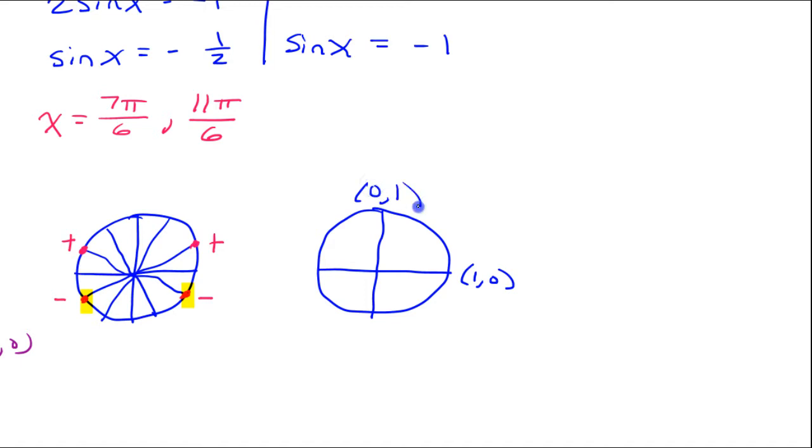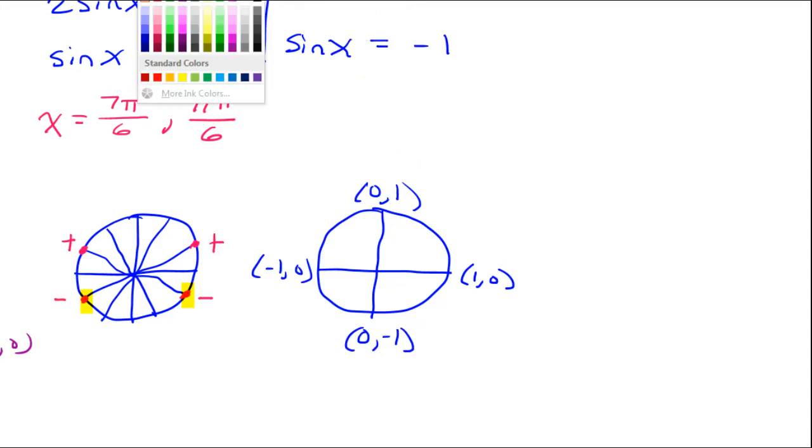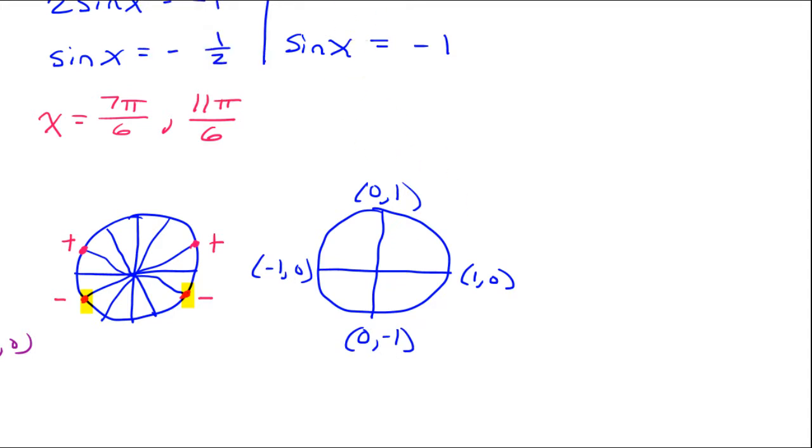This is 1, 0. This is 0, 1. This is -1, 0. And this is 0, comma, -1. So we want the sine to equal -1. Sine is a y value, so we're looking for the y value to be -1. So that's only going to happen here at the bottom. So that gives me one additional solution.